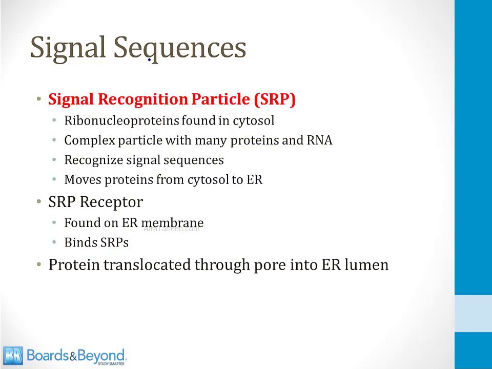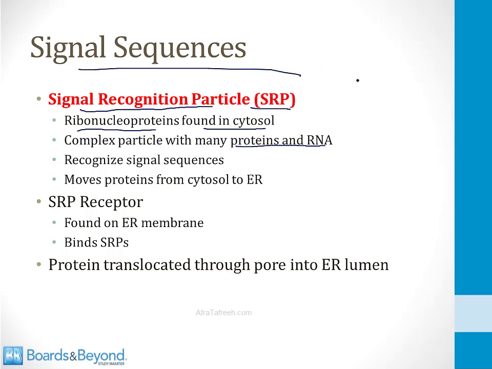The reason signal sequences can direct proteins and ribosomes to the endoplasmic reticulum is because signal sequences are recognized by signal recognition particles, or SRPs. SRPs are ribonucleoproteins, and they are found in the cytosol. They are complex particles made up of many proteins and RNA. Basically, SRPs are always floating around in the cytosol looking for signal sequences. When they see a signal sequence attached to a protein, they recognize the sequence and they move the protein and the ribosome to the endoplasmic reticulum from the cytosol.